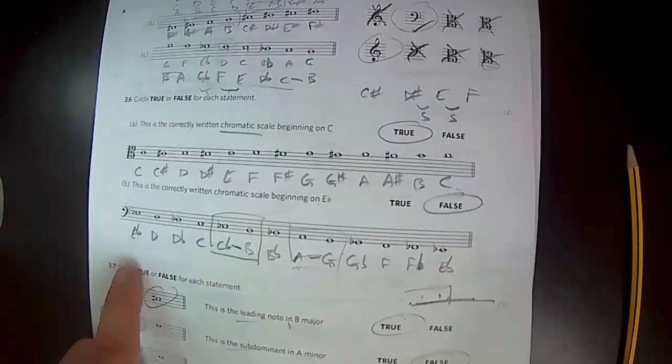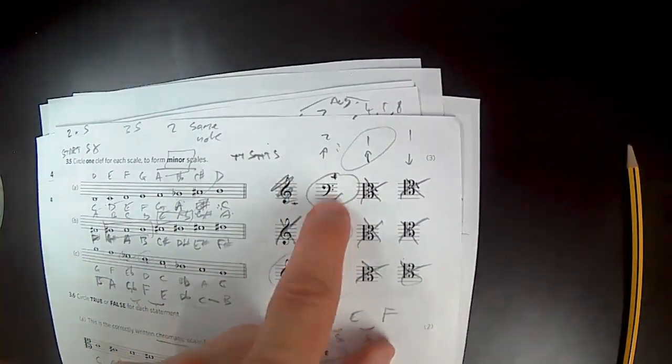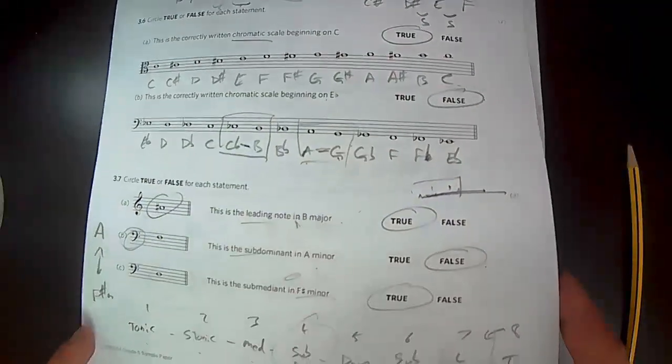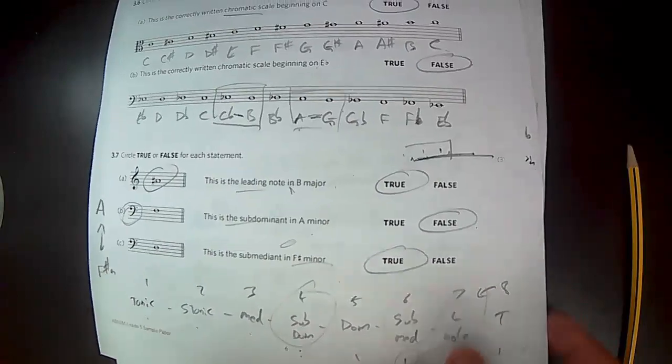Circle true or false. Writing out all the notes for our chromatics. Don't forget our sheets. Bass clef up 2, alto clef up 1, tenor clef down 1. True or false. Leading note. Writing all of this out down here.